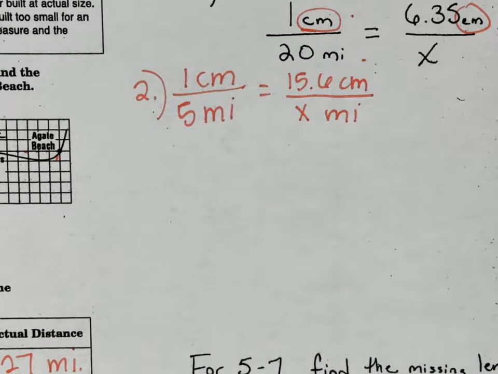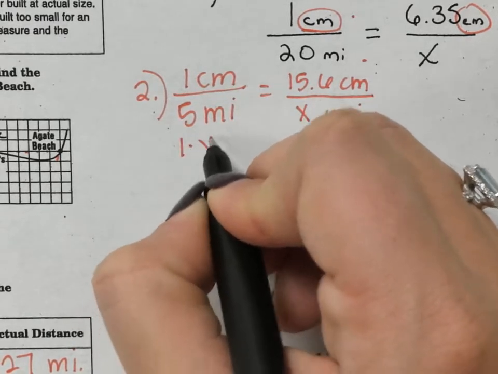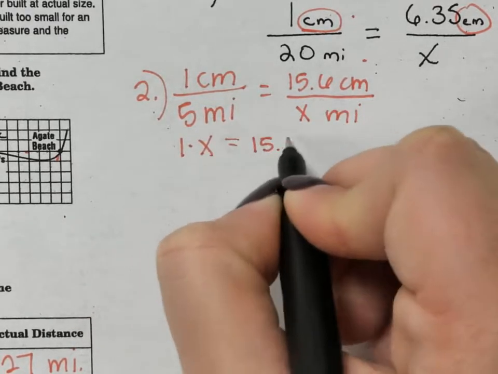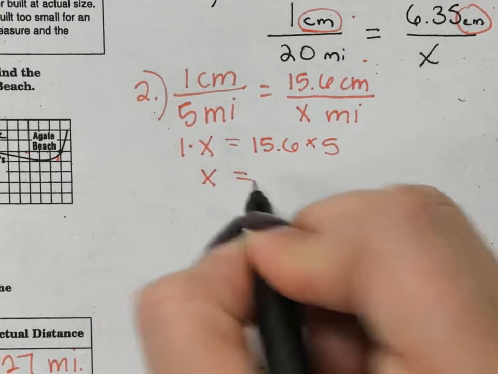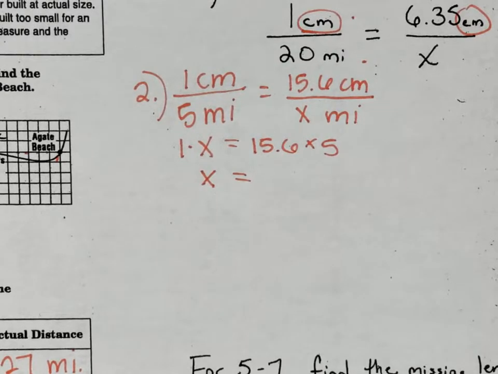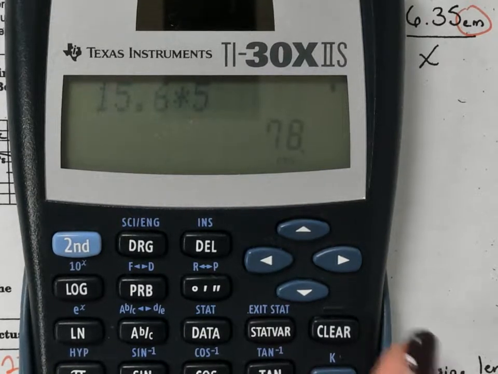So now that I have my proportion, what do I need to do now? You need to cross multiply. So that means I have 1 times X, which equals 15.6 times 5. So when I do that, X is equal to what? What's 15.6 times 5? 16? I don't think so. 78. 15.6 times 5 gives me 78.